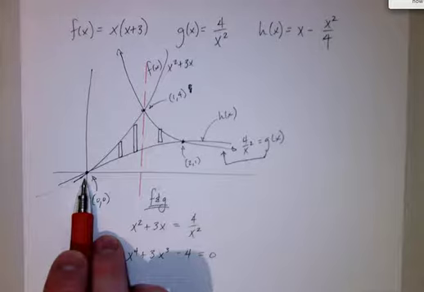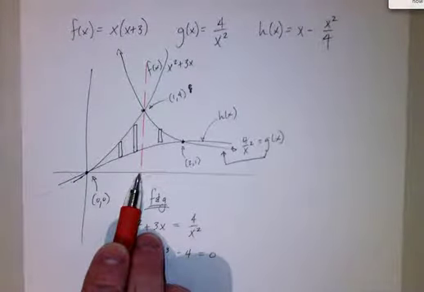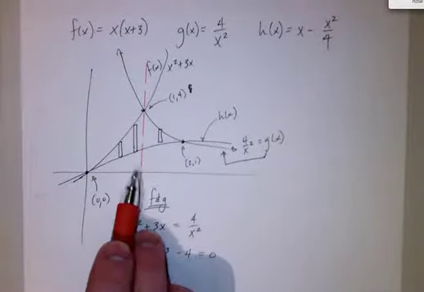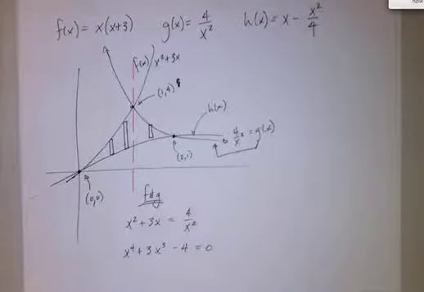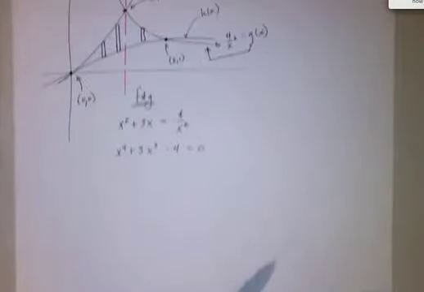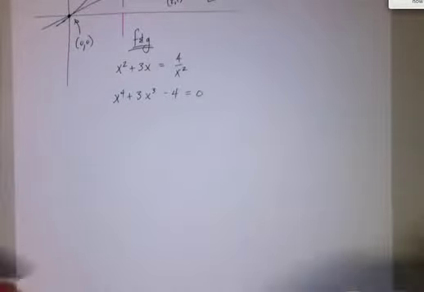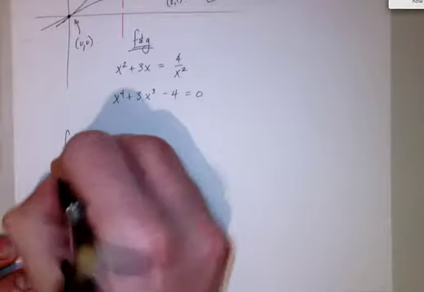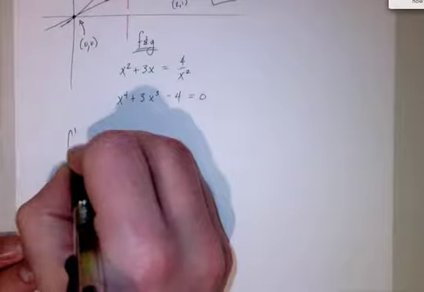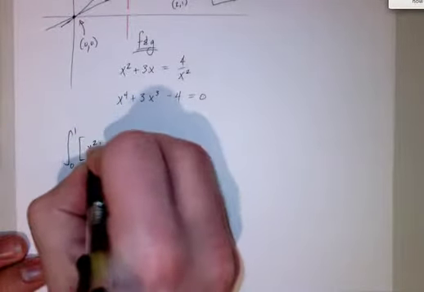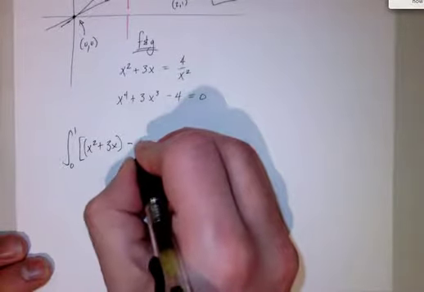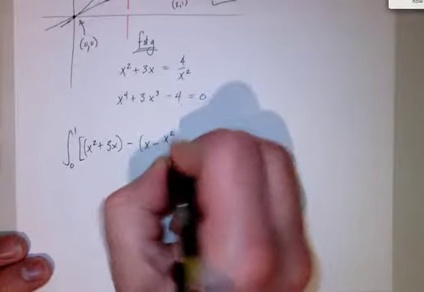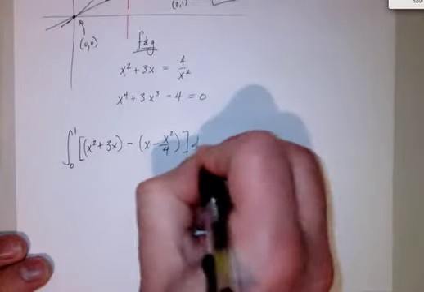From 0 to 1, I have f over h. From 1 to 2, I have g over h. So I need to be very careful that I set these up accurately, okay? So I know that from 0 to 1, I'm going to have f, which is x squared plus 3x, minus h, which is x minus x squared over 4 dx, right?